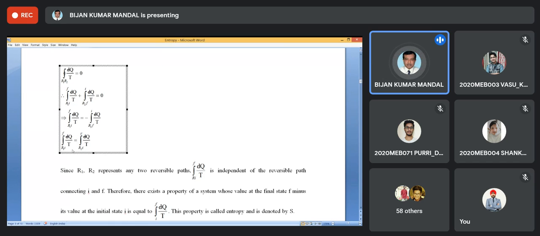So that means now we have got a property: the integration of dq by T between I and f is independent of the reversible path. Whether we are following path R1 or R2 doesn't matter. So long as I and f remain the same, these two are equal.